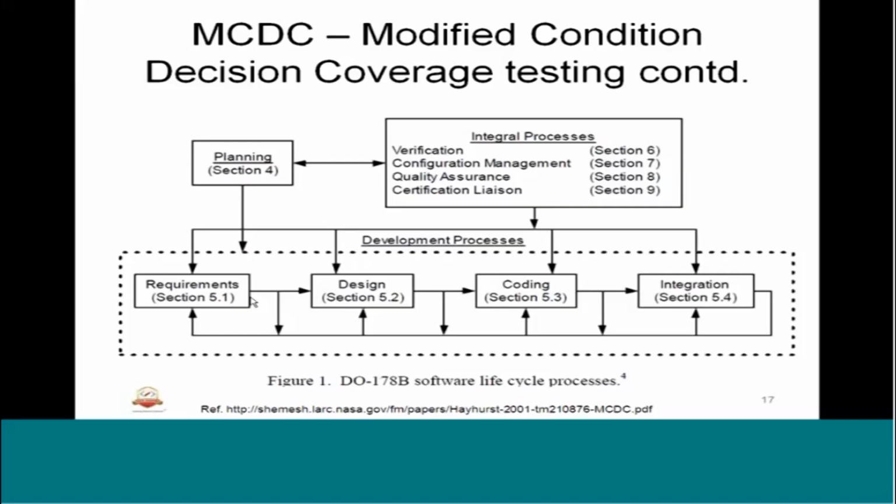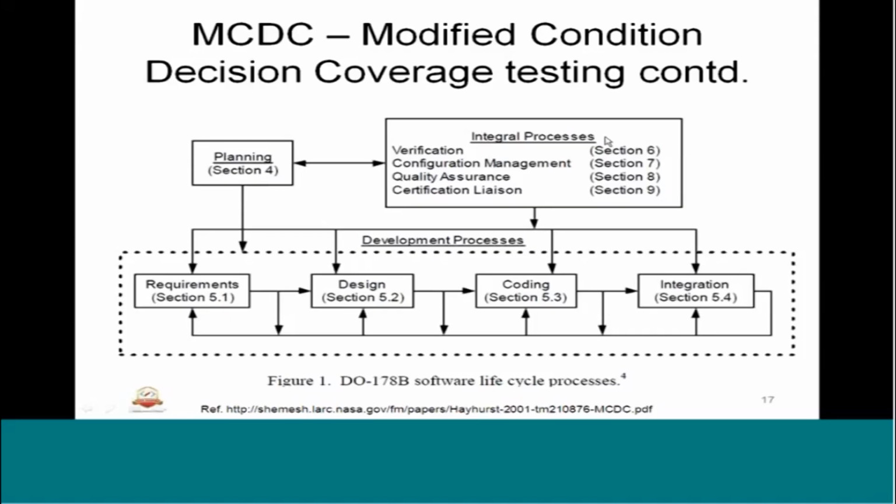If it is DO-178B compliant, examples are the space and aerospace industries. So there are avionics subsystems. Those subsystems need to be implemented based on the software level that DO-178B mandates. So requirements, design, coding, integration. These four sections are part of the development process that needs to be supported with the help of planning, which is in Section 4.